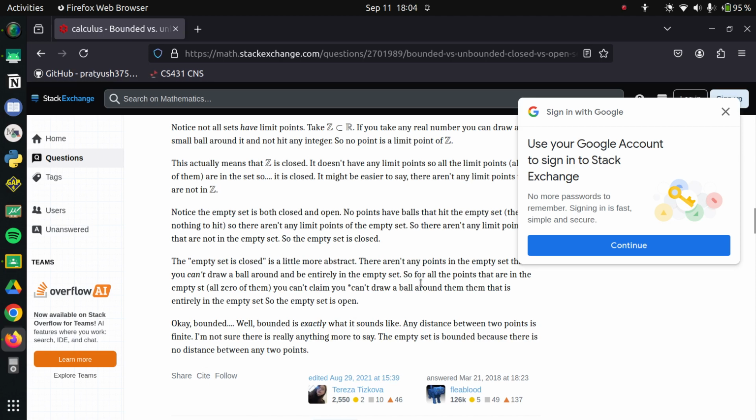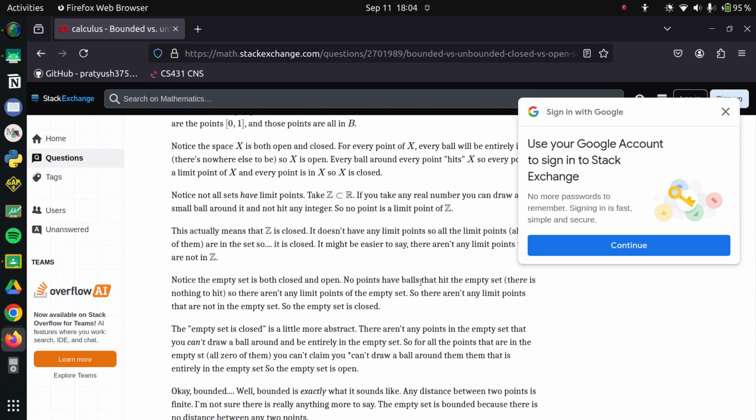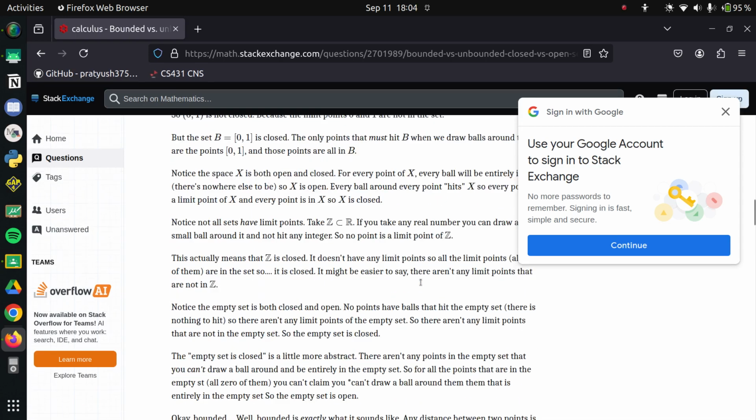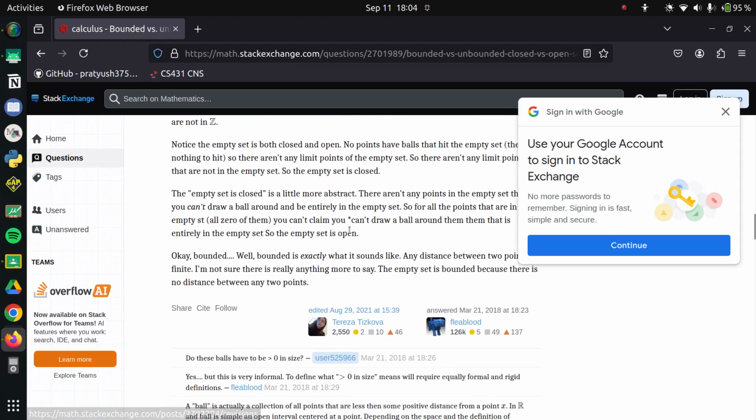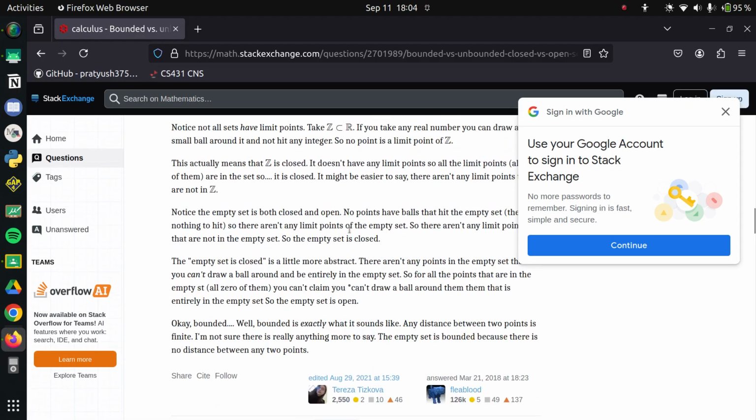They're using different techniques. I don't know what they're talking about. They are first using this. So all they're doing is showing it's not open, right? Can't draw a ball around them that there isn't. So the empty set is open.